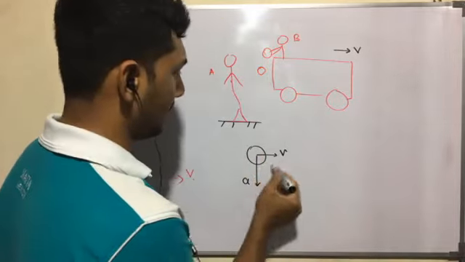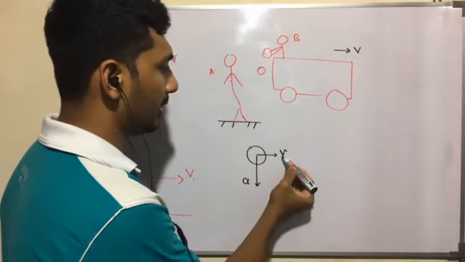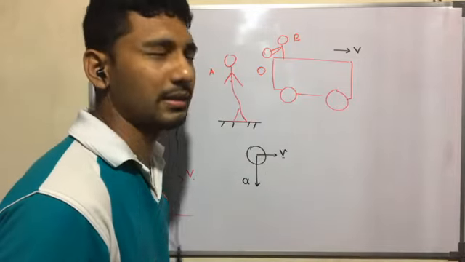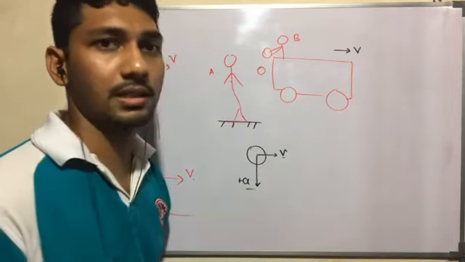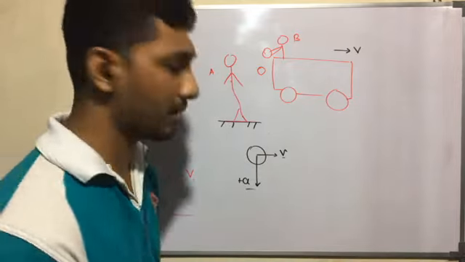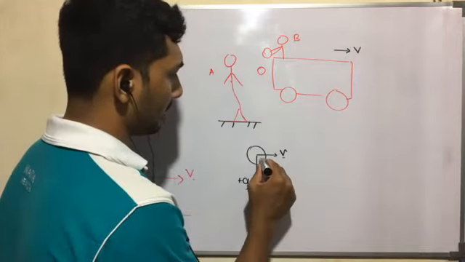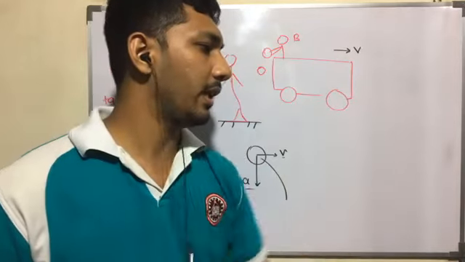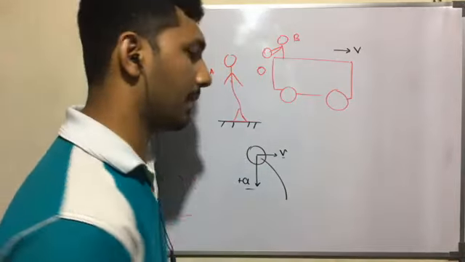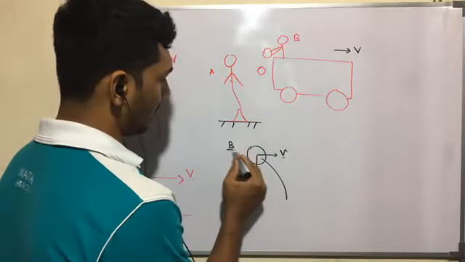So the path should be determined by the velocity in this direction and an acceleration in this direction. The path should be determined by two things. So what is the path? Like this. For B, that is the path. B is the stationary one.